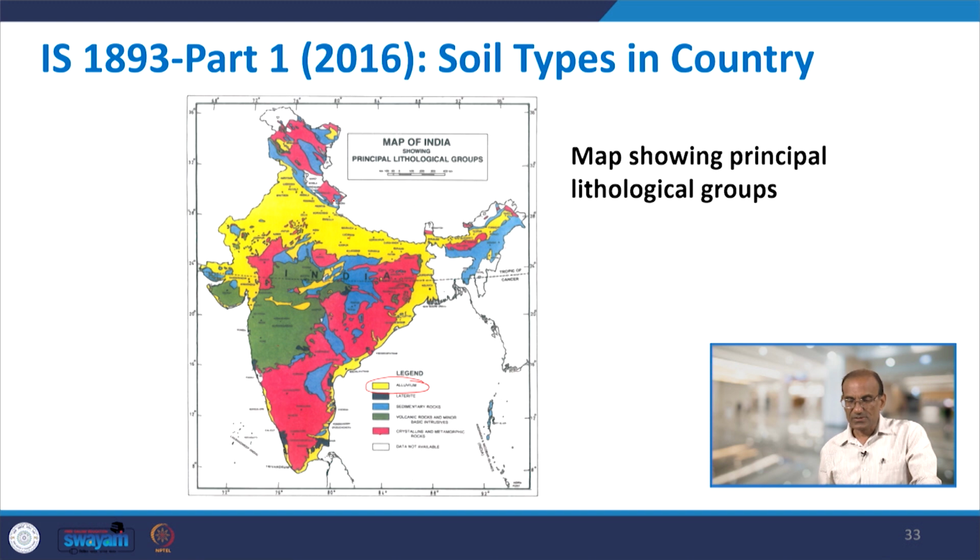So, this was what has been given regarding the soil or ground improvement techniques, from the geotechnical earthquake engineering point of view, in the code IS 1893. With this I conclude this course, and thank you very much for your kind attention.